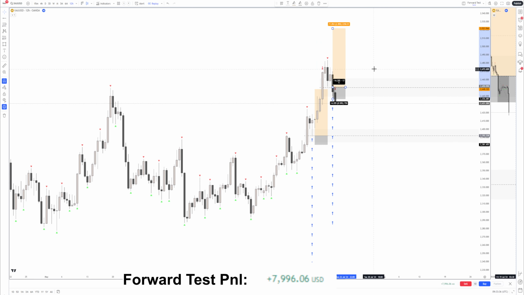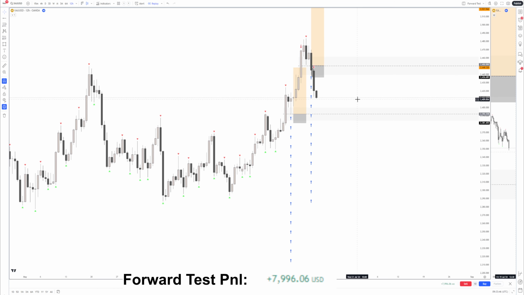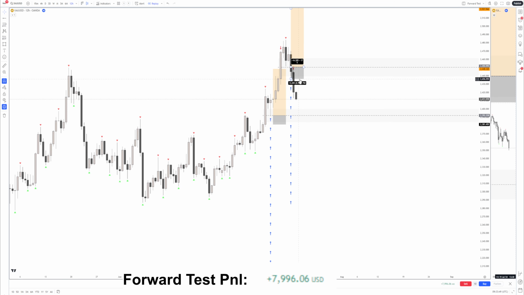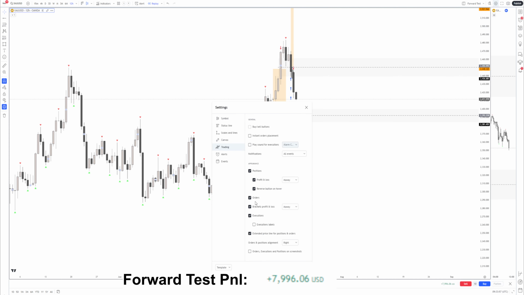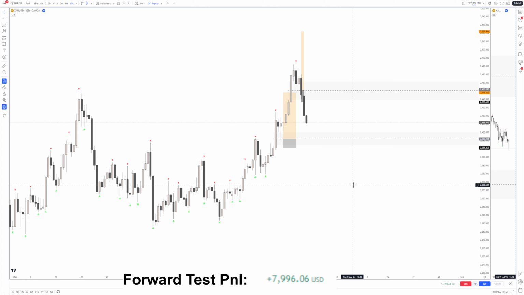Okay, so this one got stopped out, and let's see if there's another fair value gap created. Okay, we have got a fair value gap just there. Let's just get rid of the execution just to get rid of the arrows. Okay, we have got a fair value gap just there, and we have also got a fair value gap here.